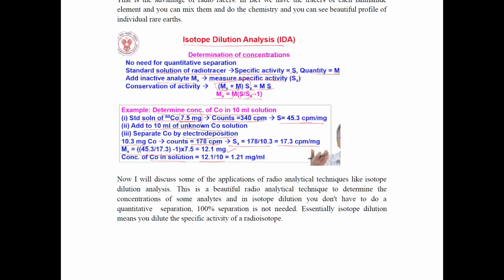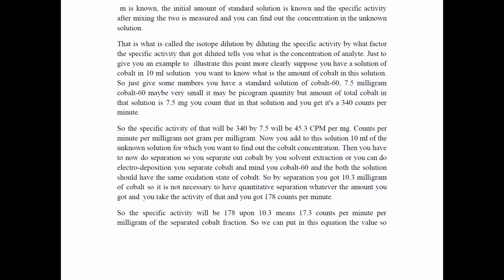The example is determination of the concentration of cobalt in a 10 ml solution. Suppose you have a standard solution of 60Co whose counts are 340 counts per minute. So S is 45.3 cpm per mg. Now you add it to 10 ml of unknown cobalt solution. Now you can separate the cobalt by electrodeposition, where 10.3 milligram of cobalt has counts of around 178 cpm. So the concentration of cobalt in the solution will be like this. So this method you can use as isotope dilution analysis.